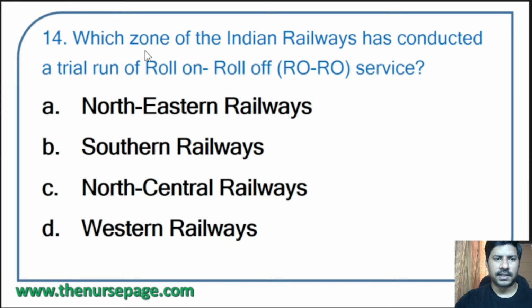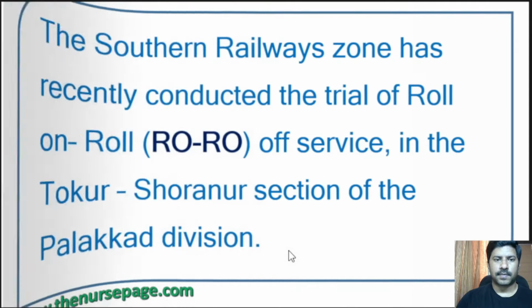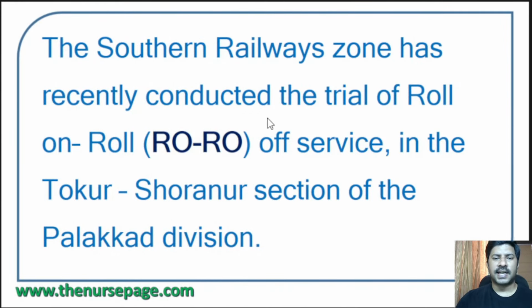Then 14th question. Which zone of the Indian Railway has conducted a trial run of roll-on-roll-off, that is known as RoRo service? North Eastern Railways, Southern Railways, North Central Railways, Western Railways. Correct answer is Southern Railways. The Southern Railway Zone has recently conducted the trial run of RoRo service in the Tokur-Shoranur section of the Palakkad division.